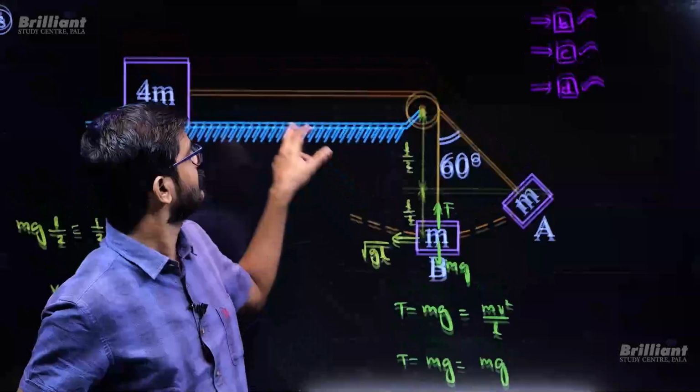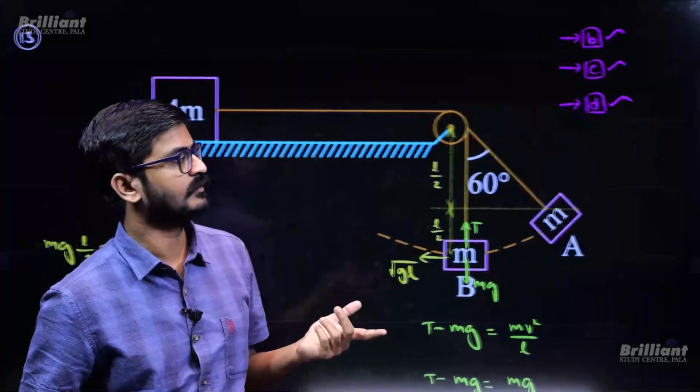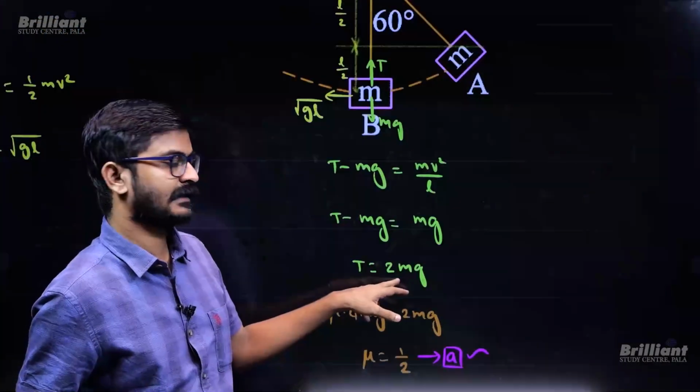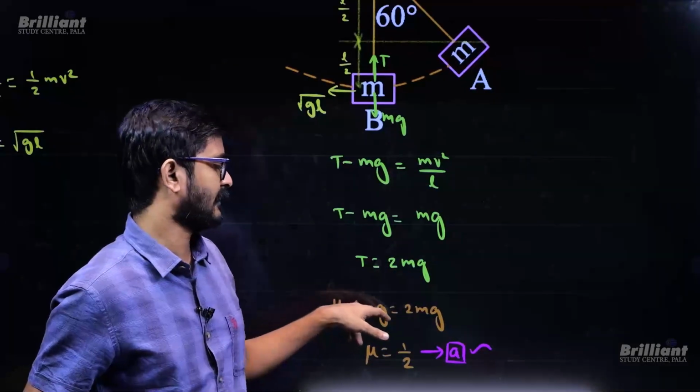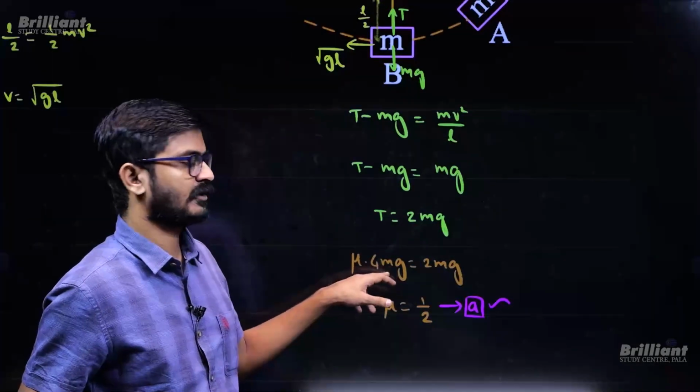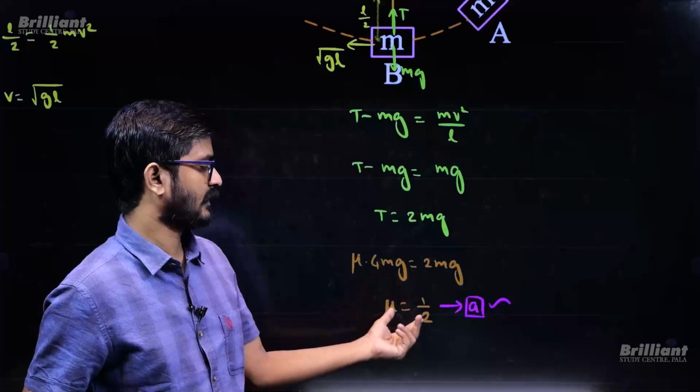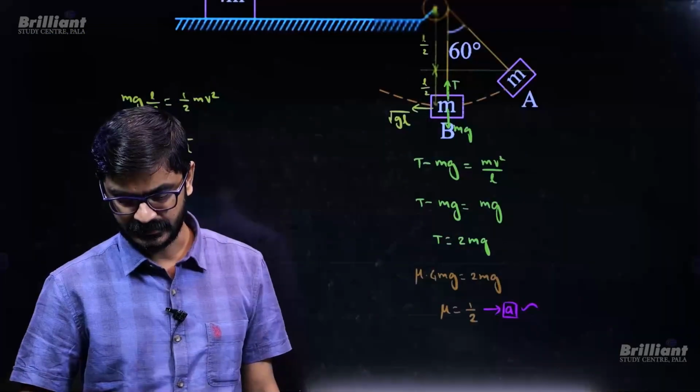For any tension up to this value, it won't be moving. So for that tension, under the critical case, it should match the maximum friction, mu into normal. Normal is 4 mg. So mu value will be half. So option A is correct.